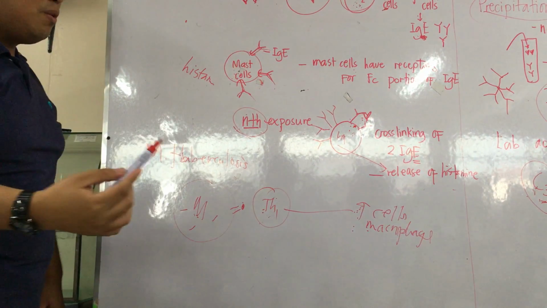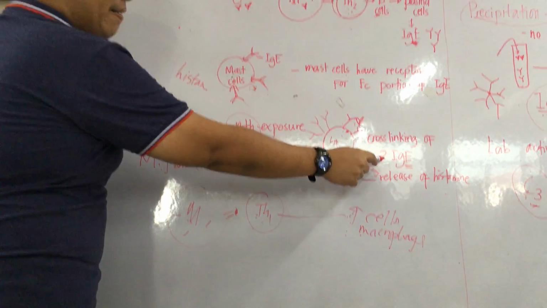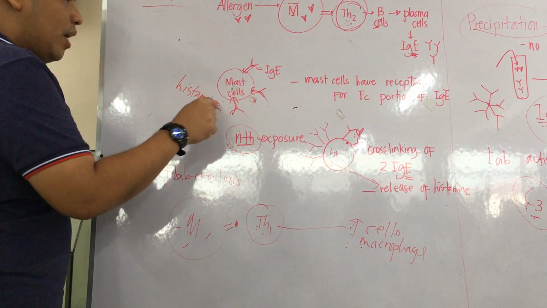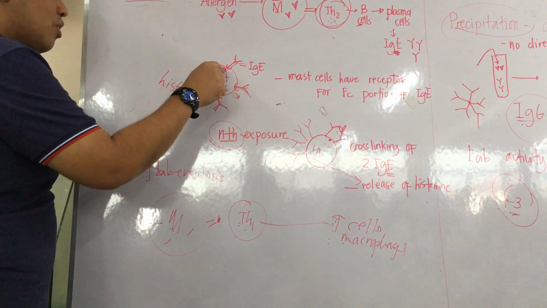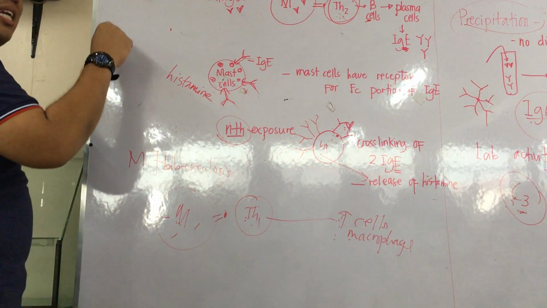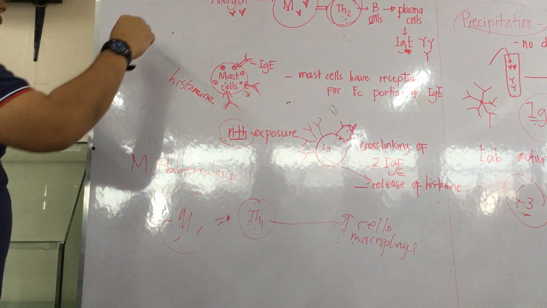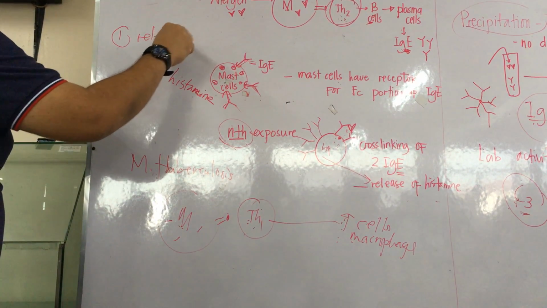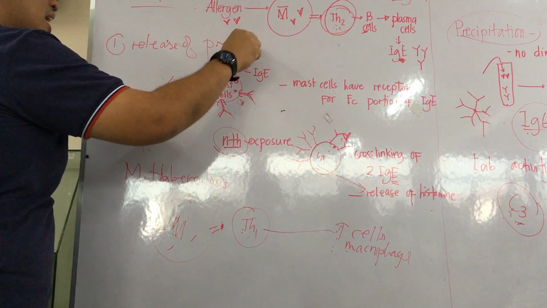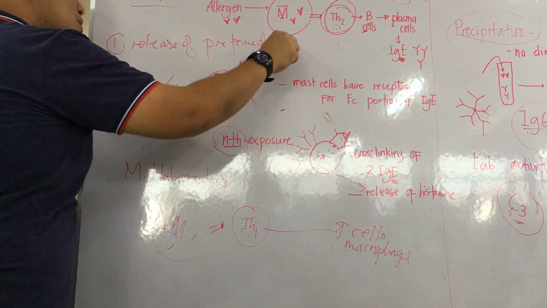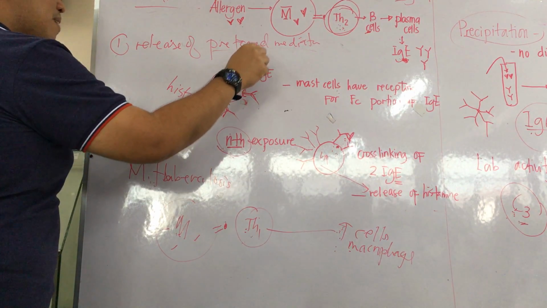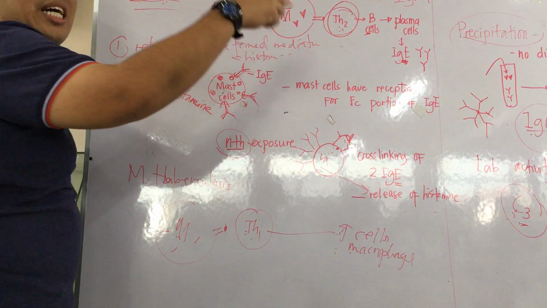So your assignment would be, what's the first event after cross-linking of two IgE? Release of histamine. Why? Because the histamine is already stored inside the secretory granules. But there's that second event. Sige na, release of preformed mediators. Where are these preformed mediators? They are stored within the secretory granules. What are the preformed mediators? For example, histamine, heparin, cytokines, and so on.